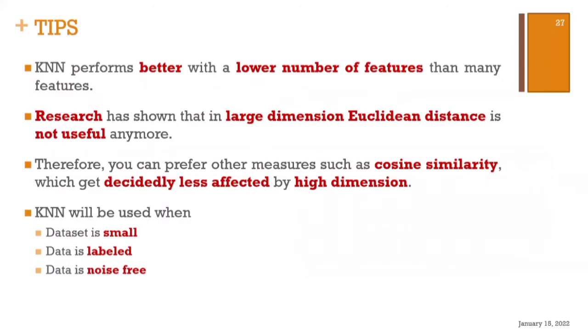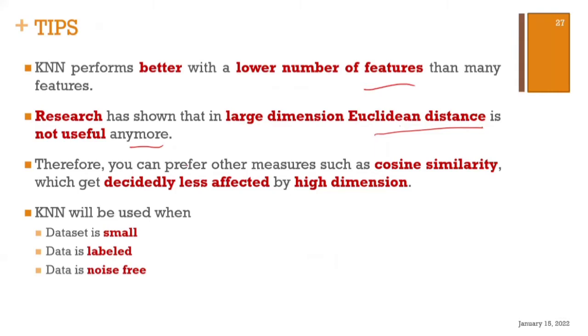Tips: we say KNN performs better with a lower number of features than many features. Usually when you have a lower number of features, KNN could perform better. These are just tips, actually. It depends on the data set. Research has shown that in high dimensions, Euclidean distance is not useful anymore.